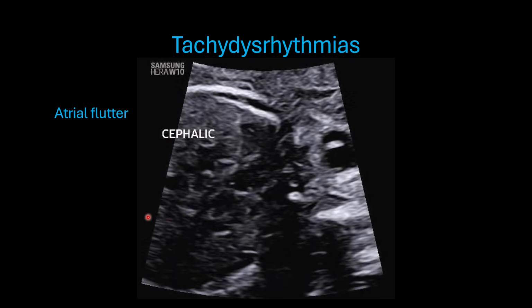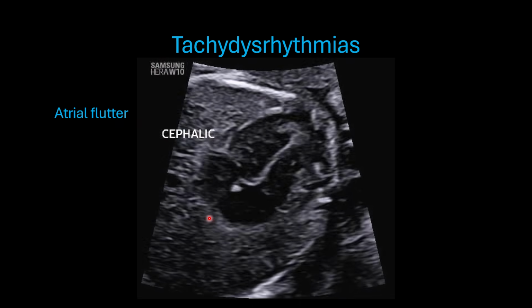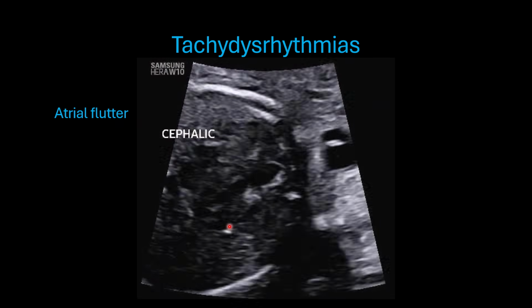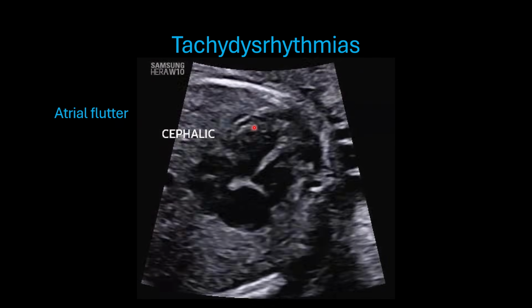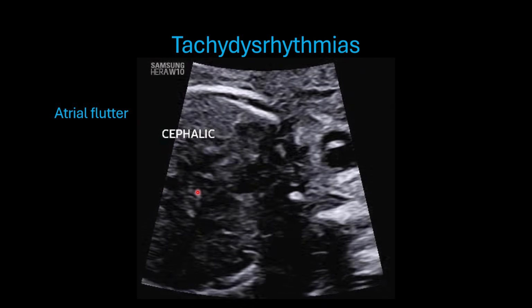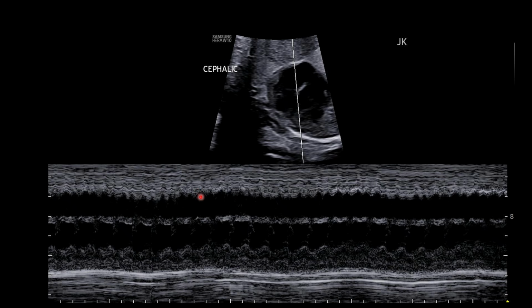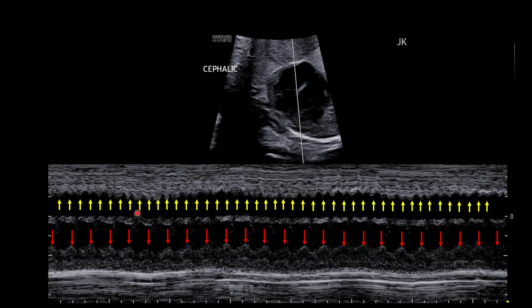This is atrial flutter, and you can see a very rapid atrial rate here, almost a quivering of the atrial walls, and a very rapid ventricular rate as well, not quite as rapid as the atrial rate. When you look at the M mode, you can see what looks like almost 2-to-1, the rate of the atrial contractions are almost 2-to-1, maybe even 3-to-1 in some cases.